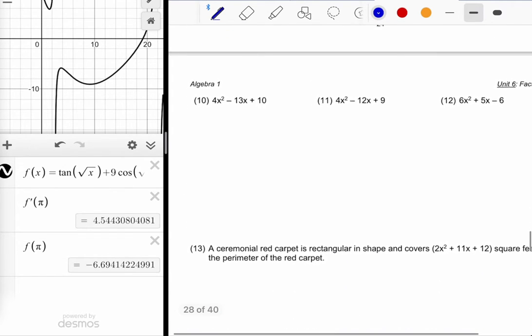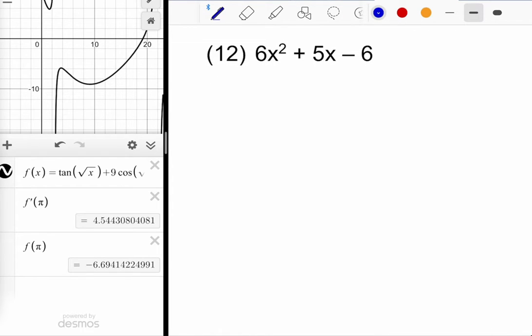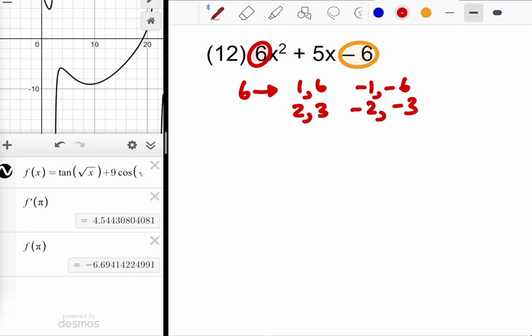All right, so I wanted to do number 12. Again, we're looking for factors of the first term, factors of the last term. The only difference here is the sign. So to get to a 6, we could do 1 times 6. It could also be 6 times 1. The order is important. It could also be -1 times -6, 2 by 3, -2 by -3, and everything in the reverse order is also possible.